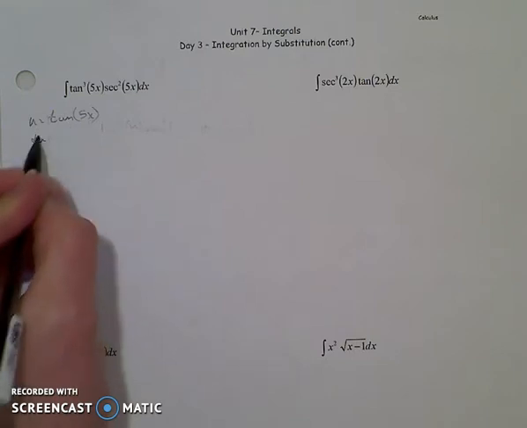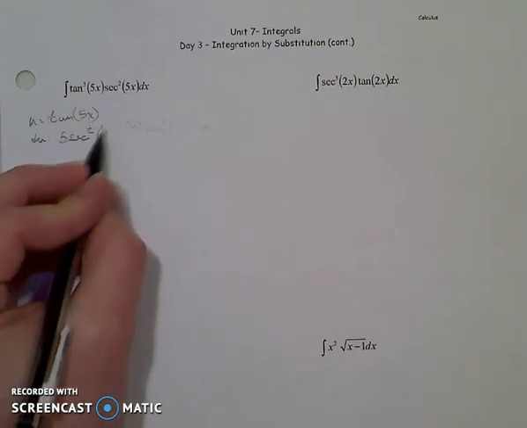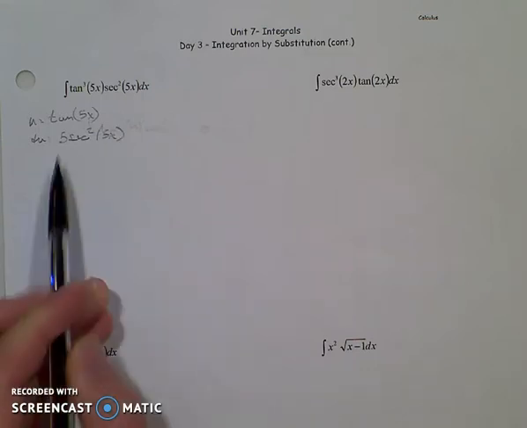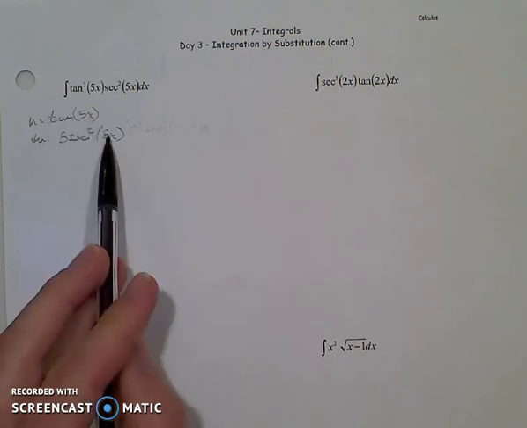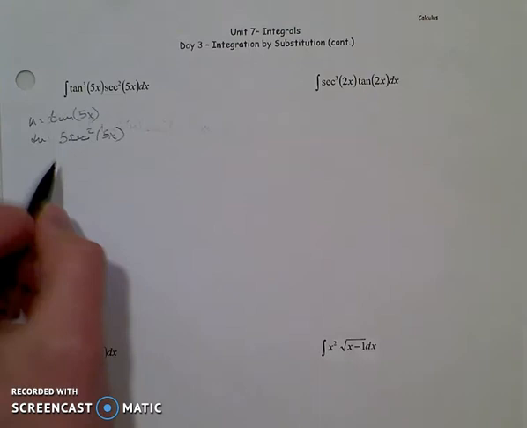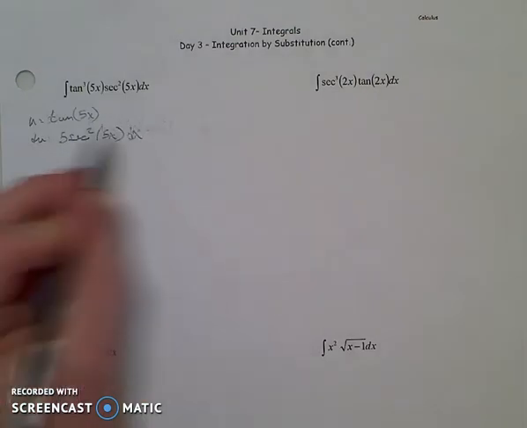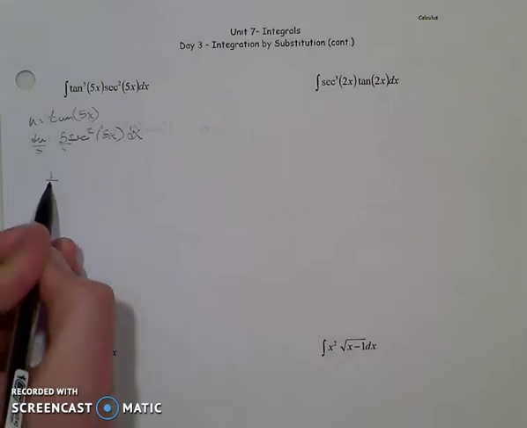And then du, the derivative of that, is 5 secant squared of 5x. That's the chain rule. Derivative of the outside, secant squared. Keep the inside the same, 5x. Derivative of the inside, 5x. Put the 5 out in front. So now we have dx. And now we realize that if we divide by 5 here, we can get rid of that. So we're going to get 1/5.